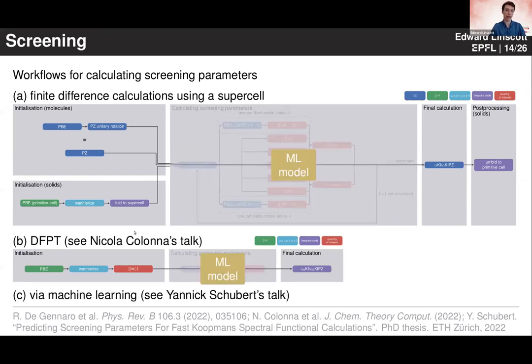And finally, what we've recently shown, and this is the work of a former master student of mine, Yannick Schubert, is that you can instead use a machine learning model to predict these alpha parameters, and this makes things a lot cheaper. He's going to be talking after the break after my talk, so that's something to look forward to.